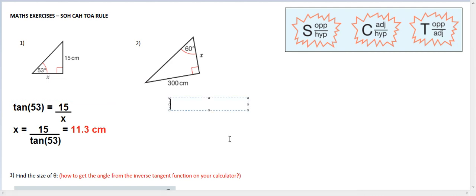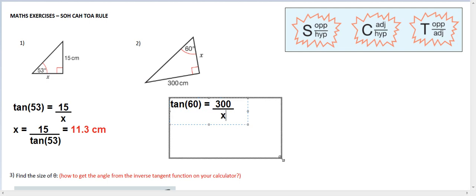Now number two. We have to use the same relation since we have the opposite side and the adjacent side, and we have no information about the hypotenuse. So the tangent again. The tangent of 60 is going to be equal to the opposite side, the side in which the angle is not touching, 300, divided by x, the adjacent side, the side that we are looking for.